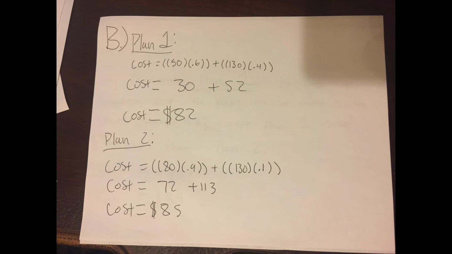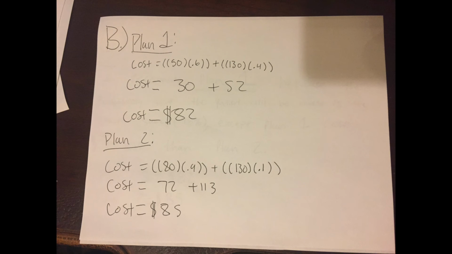Question B. Compute the expected cost per child when Plan 1 is used for treatment. Compute the expected cost per child when Plan 2 is used for treatment. To find out how much Plan 1 costs, you're going to take 50 and multiply that by 0.6, which is equal to 30, and then you're going to add that to 130 times 0.4, which is equal to 52. Once you add that together, you get that Plan 1 costs $82.